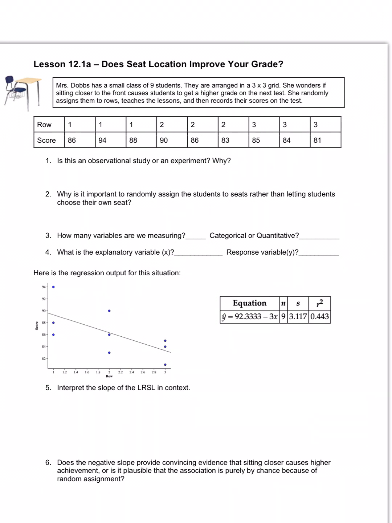So here's the table, okay? This is the row they were assigned, and then their scores. You see it? There it is. So let's just think for a second. Is this an observational study or an experiment? How do you know? She's assigning a treatment. Yep. It's an experiment. There is a treatment. What is the treatment in this one? The row.